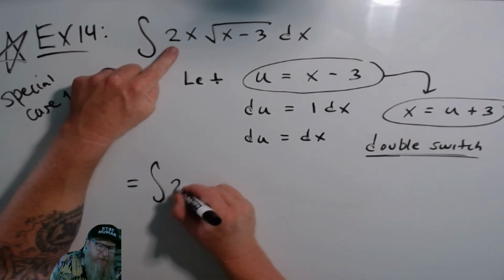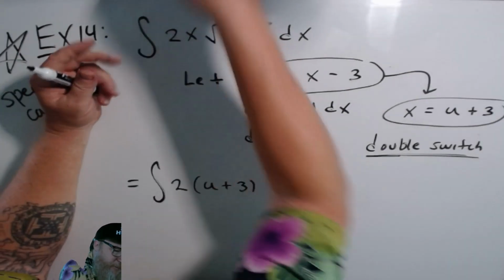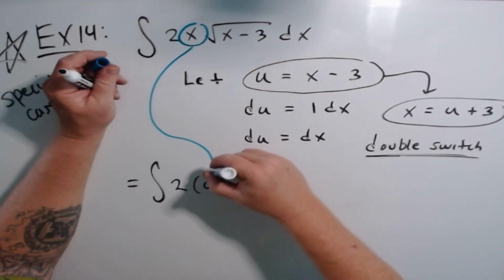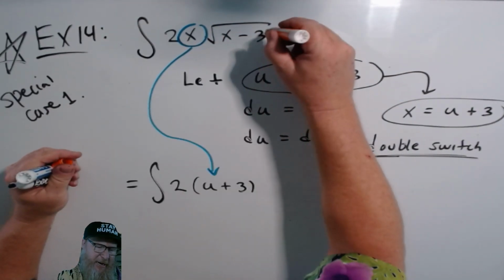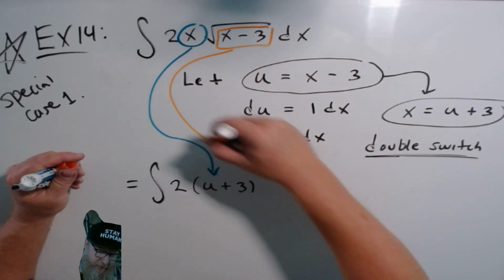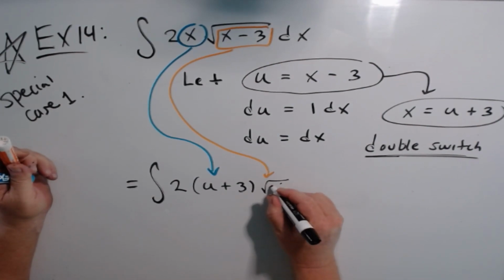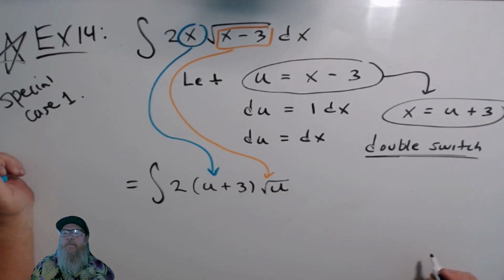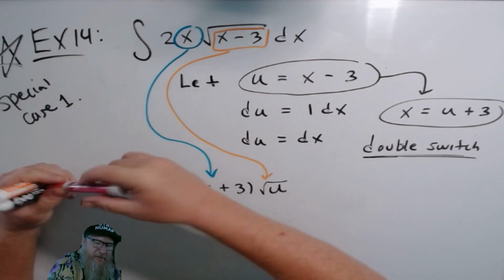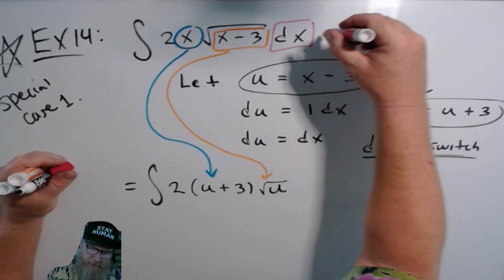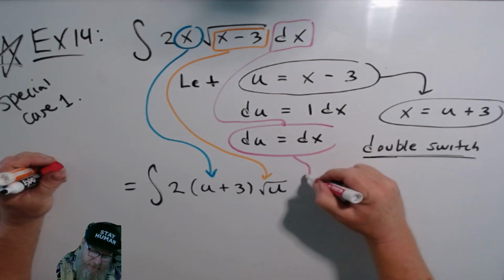So, watch how we do this. The x becomes u plus 3. The x minus 3 becomes u. Still has the square root on it. And then the dx becomes du.